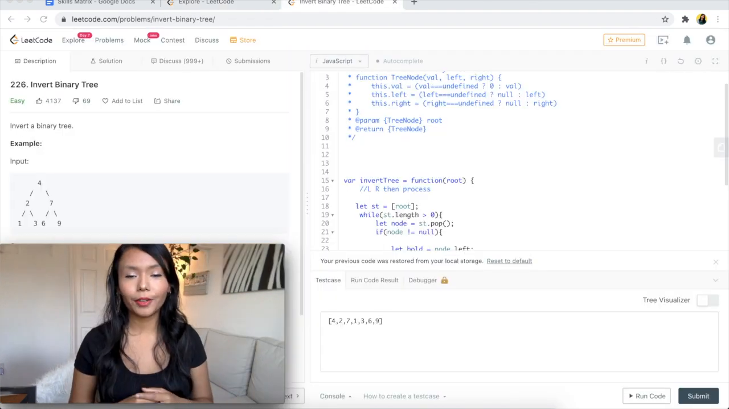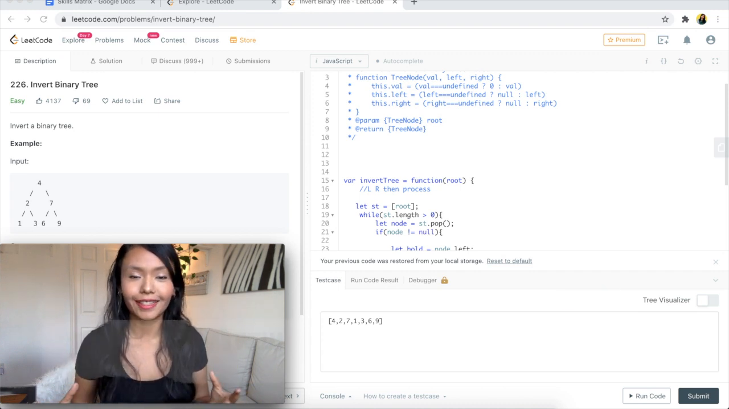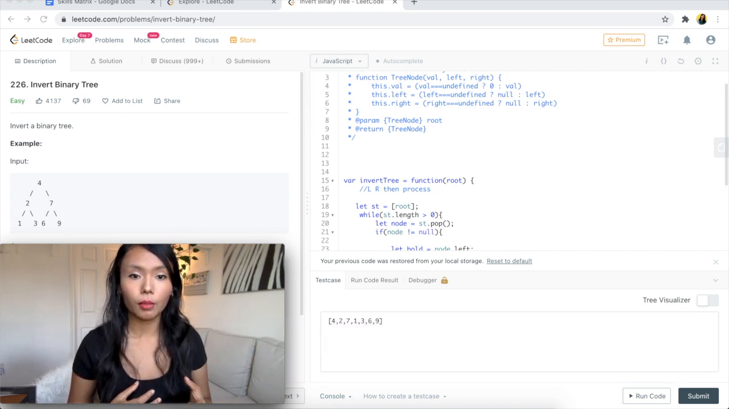The next tip I have for you is to use the tree visualizer if you feel that your brain is overloaded with what the question is asking and you can't really see the tree, or if you make changes to the tree, you're not able to see those test cases visually.